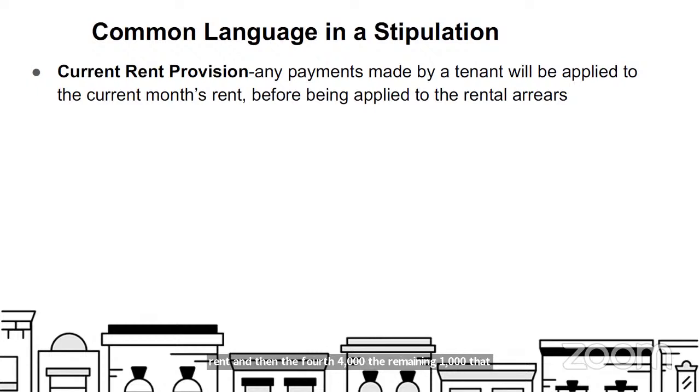So people don't realize that. They think, okay, I made a $2,000 payment, so I only owe $3,000. No, you only made a $1,000 payment towards the back rent, because the current rent clause says that any payments you make will be applied to the current rent. When April 1st hits, that means it's a new month, so any payments you make will be applied to the April rent first. So you have to watch out for this type of language on your stipulation.